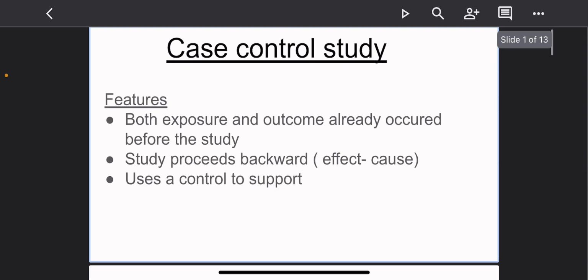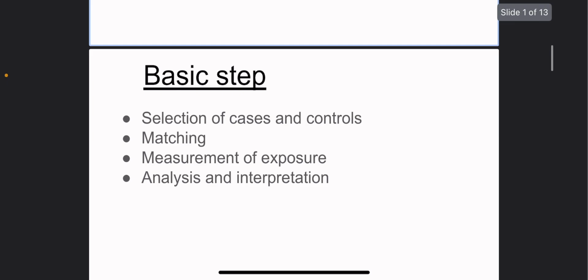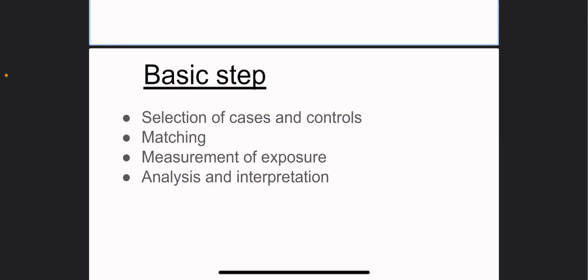Also, here both exposure and outcome already occurred before the study. Okay, and the study proceeds backward. That means the time is moving forward while the direction of inquiry is towards backward. Next, there are four main steps in a case control study. First, selection of cases and controls, matching, measurement of exposure, and finally, analysis and interpretation.